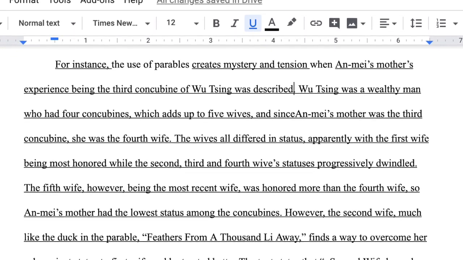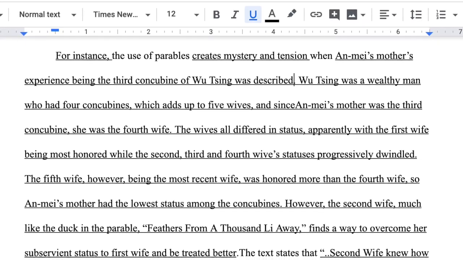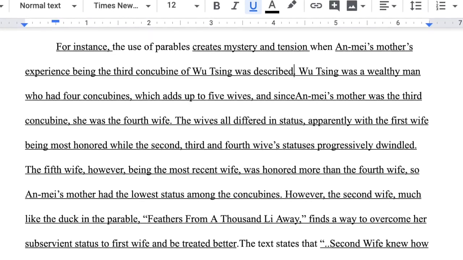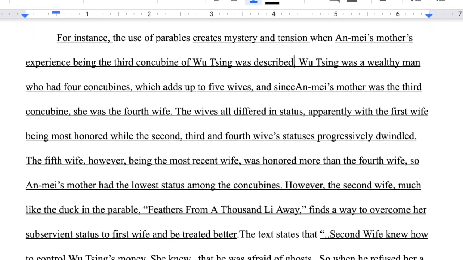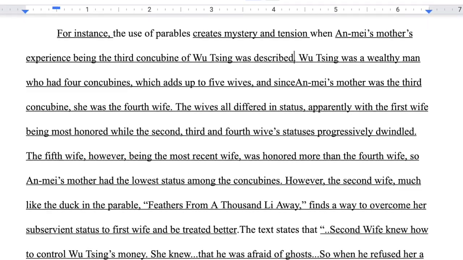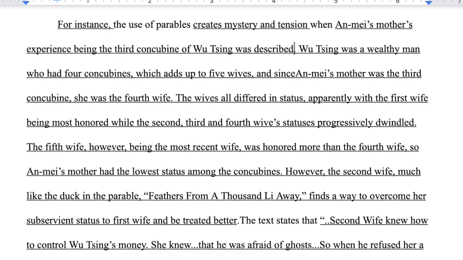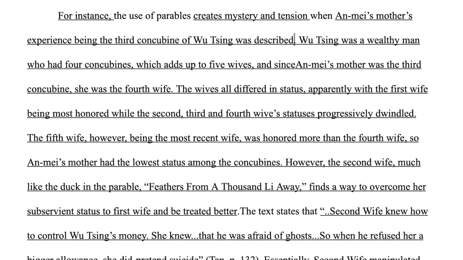I presented the concrete detail of Anne May's mother being the third concubine of Wu Xing as a point in the story where knowledge of the parables can create mystery, tension, or surprise. I take the audience's knowledge into consideration and provide adequate background information, explaining how Wu Xing had 5 wives and how all the wives had different status. There was essentially a class hierarchy among the concubines.